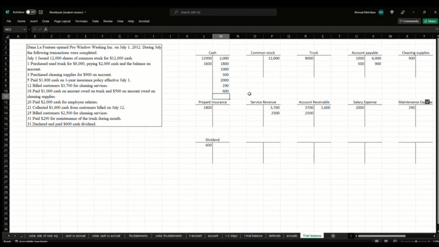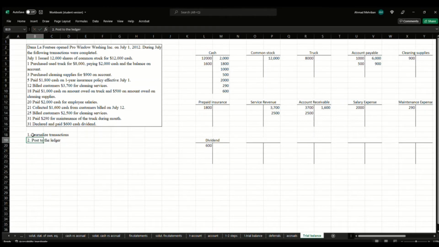So the second step that we need to go through is, first what we did was journalize transactions. Now the second one says post to the ledger using T accounts. All we need to do here is balance these amounts. Easy to do. So we will sum this and deduct the sum of this.